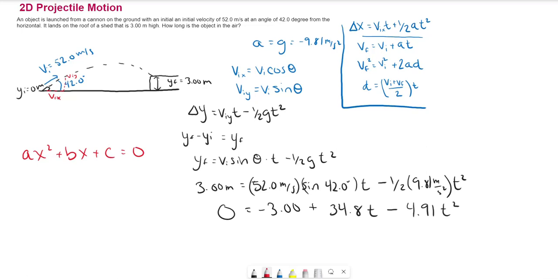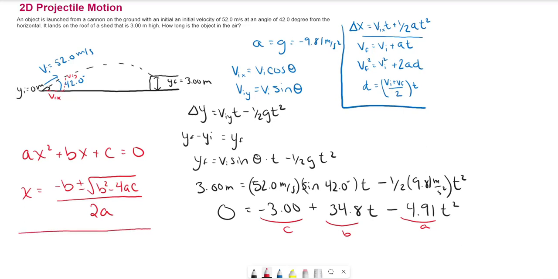So we have to solve this quadratic equation, and the way we would do that is to just use the quadratic formula. So remember that is x equals negative b plus or minus the square root of b squared minus 4 times a times c, divided by 2a. So in our problem, the value that is multiplied by t squared is our a, this is our b, and this is our c. So we need to plug this into an equation like our quadratic formula to solve for t.